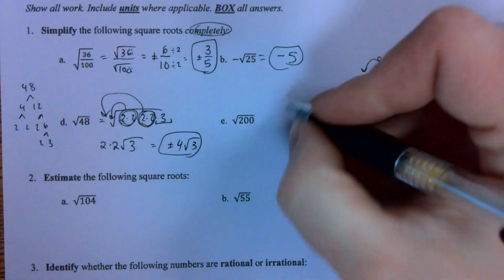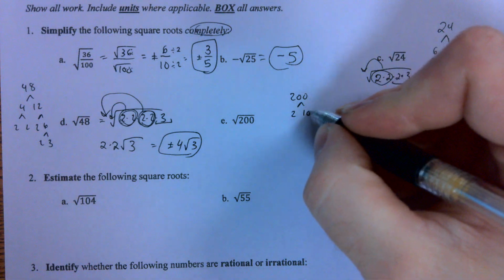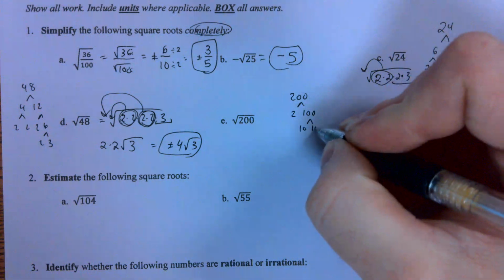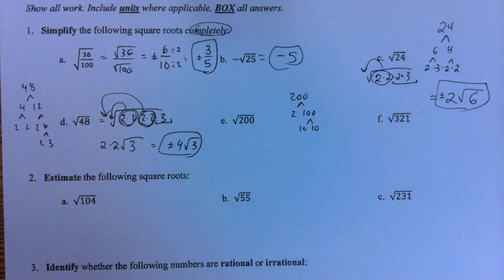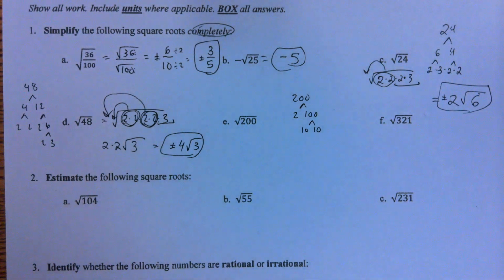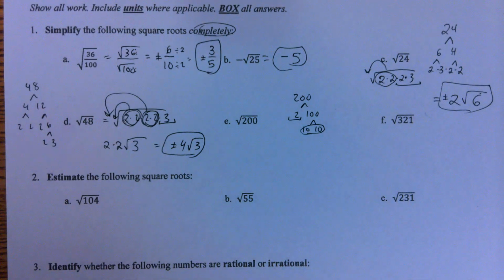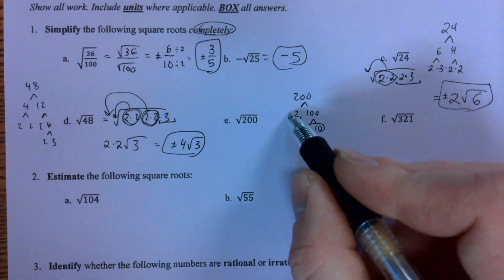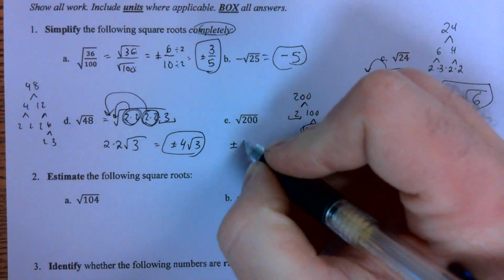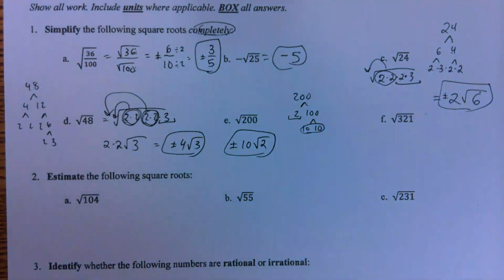Square root of 200, not a perfect square. So let's make a factor tree. 200 is just obviously 2 times 100. 100 is 10 times 10. Now this is the shortcut that we've talked about before. I don't need to keep going here because I have a pair of 10s with a 2 left over. The 10s are going to come out. The 2 is going to stay behind. Plus or minus 10 root 2 is my answer.